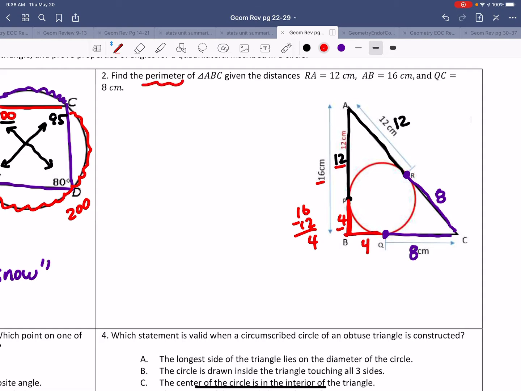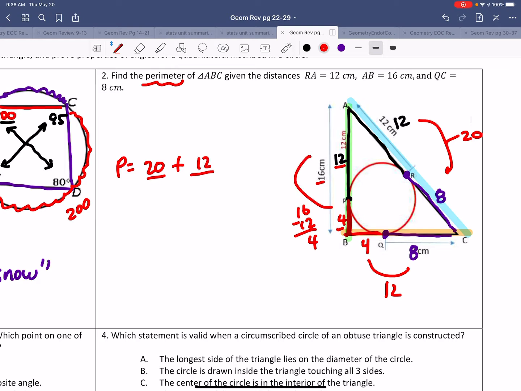Now we have the information we need to add up the 3 sides. We've got this side, and this side, right? So the perimeter is the blue side, which would be 12 and 8, and the orange side, which is 12, 4 and 8, and the green side, which is 16, which we already knew. So if we add these all up, we get our answer, 48.